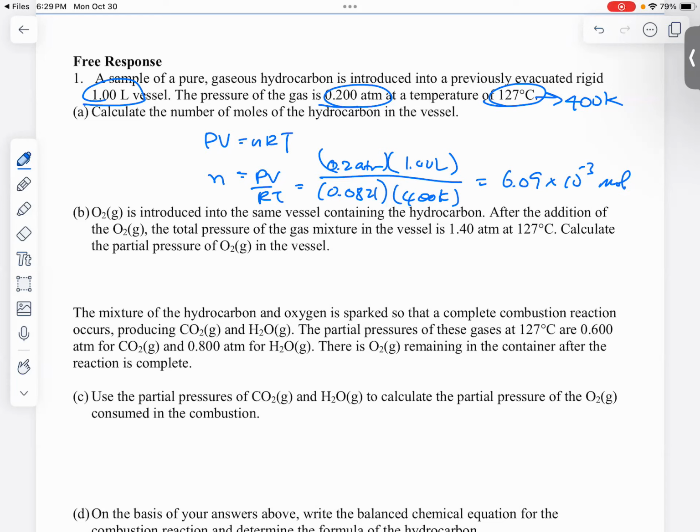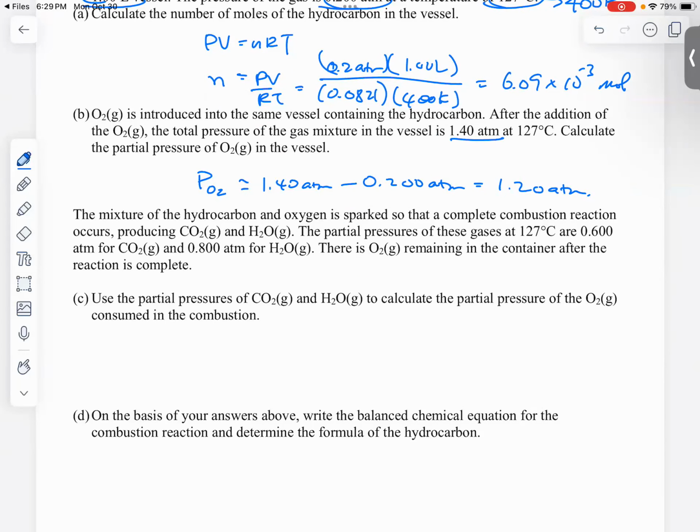O2 is introduced into the same vessel containing the hydrocarbon. After the addition of O2 gas, the total pressure goes up to 1.4 ATM, and we calculate the partial pressure of O2 in the vessel. So we're talking about the same container, and the pressure was 0.2 for just the hydrocarbon. So PO2 is equal to 1.4 ATM minus 0.2 ATM, which is 1.2 ATM.